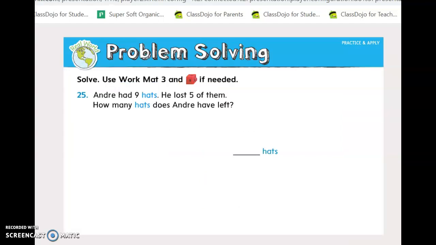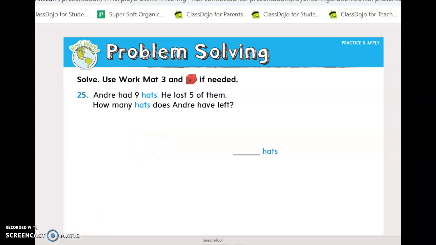All right, so we're on our last page, which is called problem solving. We're going to use counters if you need them, and we're going to solve our problem. So number 25 says, Andre had 9 hats. He lost 5 of them. How many hats does Andre have left?